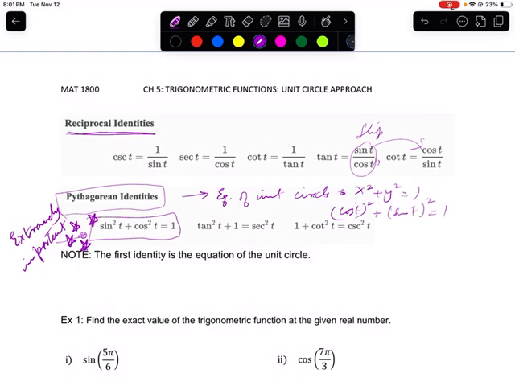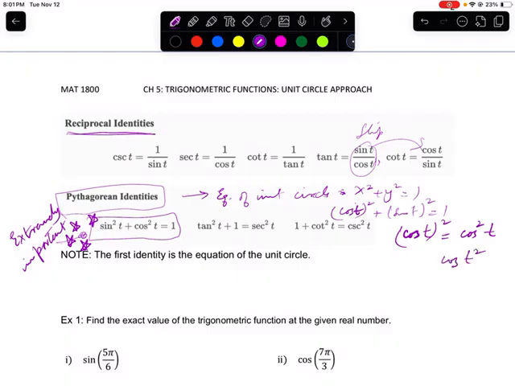Now this is a note about a convention, an accepted way of writing it. Whenever you have a trig function being raised to some positive power, cosine of t whole square, we write it as cosine square t. We do not write it like this.